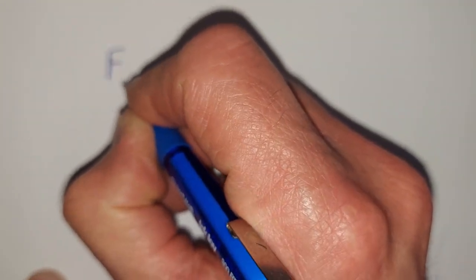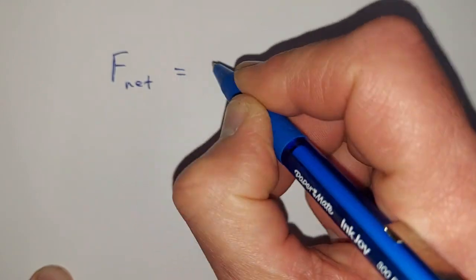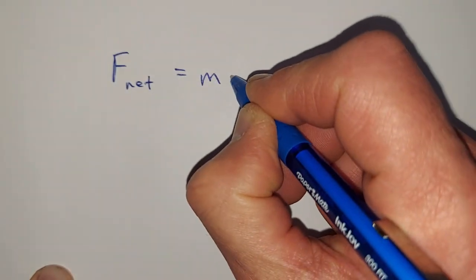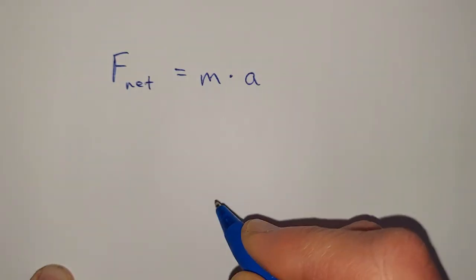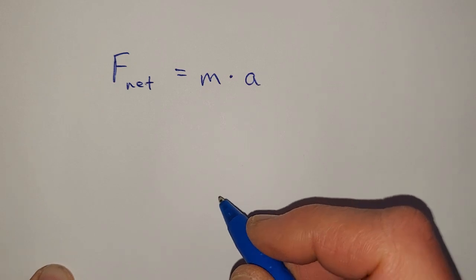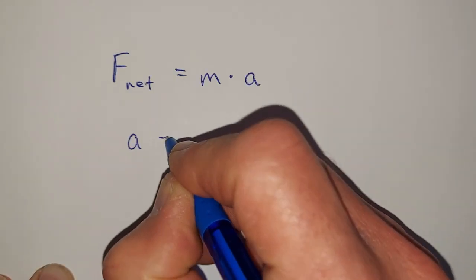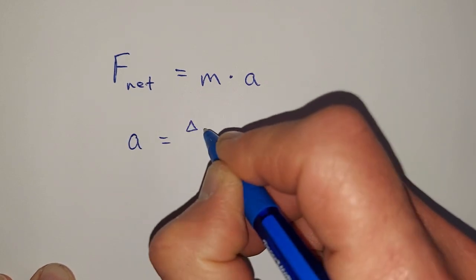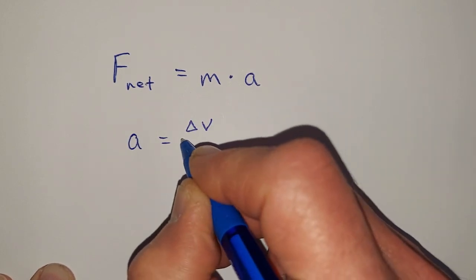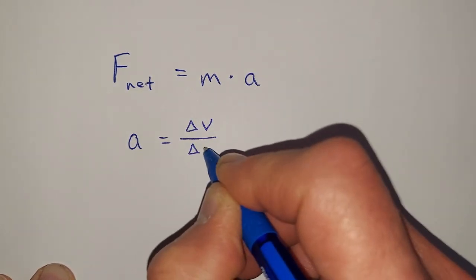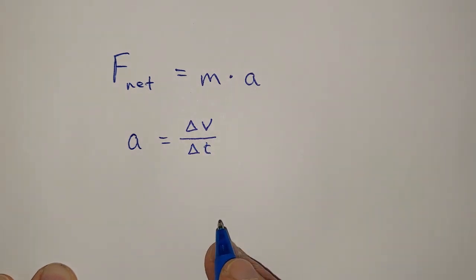Now, the second law of Newton states that the net force on an object is equal to the mass of the object multiplied by its acceleration. Now, acceleration is equal to the change in velocity of an object divided by the amount of time that changes.